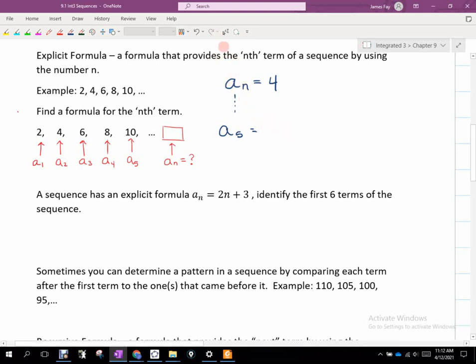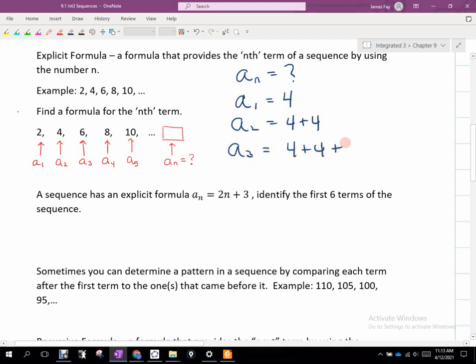Okay? So let's write this way. You knew A sub 1 was 4. What do I do with 4 to get A sub 2? So I want a rule for A sub n. You knew A sub 1 was 4. A sub 2 was 4 plus 4, right? A sub 3 was 4 plus 4 plus 4, right? Okay, so that's where we're going here.